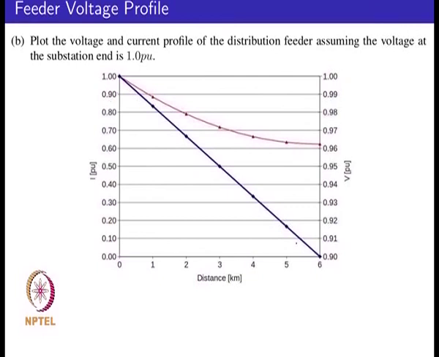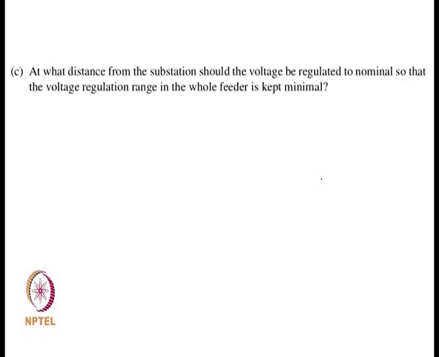and in a uniform manner with a constant slope, because the loading is uniform, and the nature of the voltage profile starting from 1 per unit at the substation end, it drops to slightly higher than 0.96 per unit at the end, and the expressions for this we'll actually look at in part C of the problem.